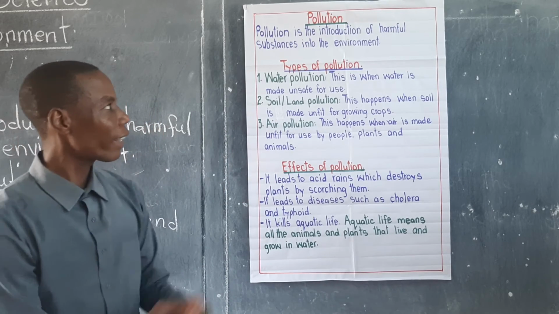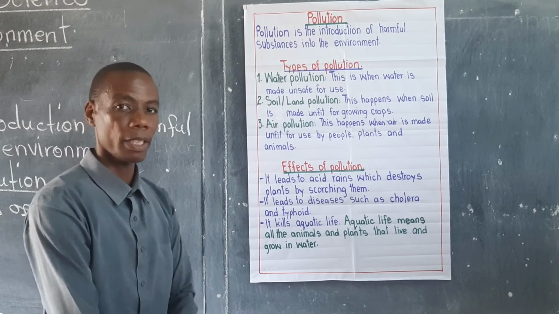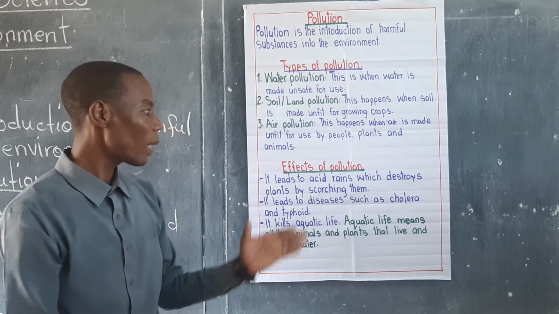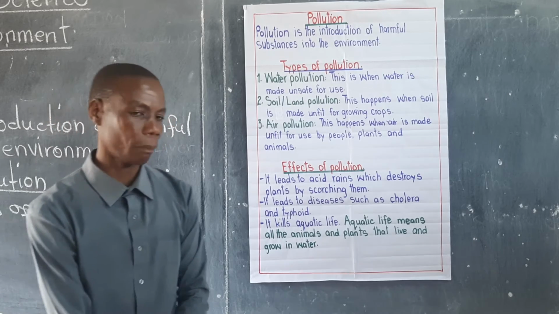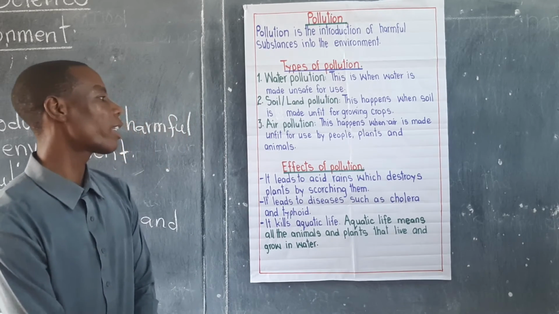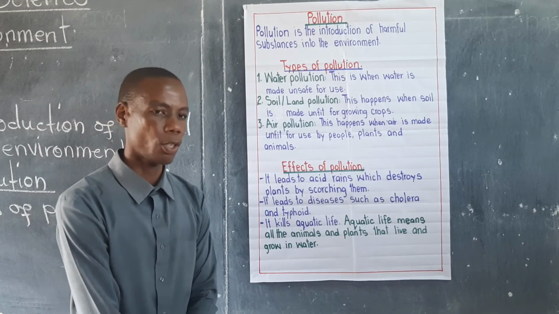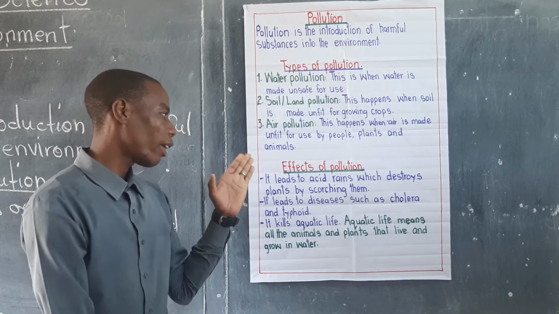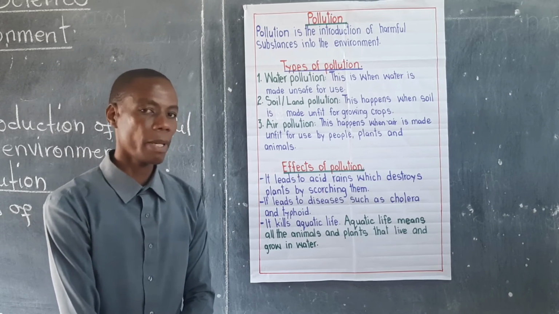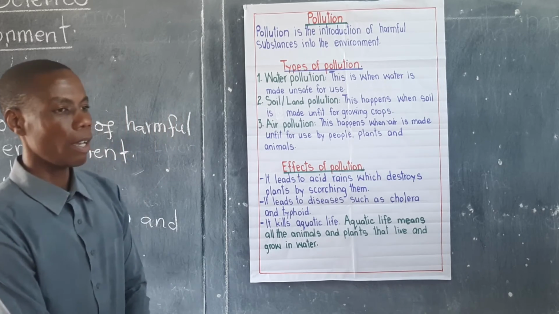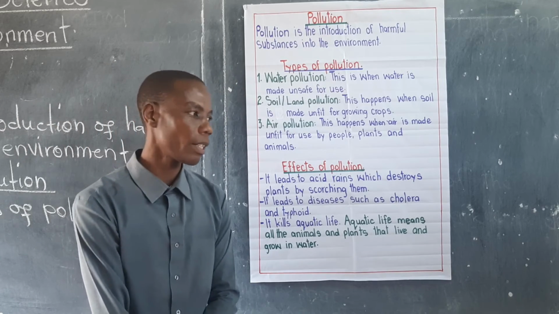Now, we are saying this pollution has got negative effects. It has got problems that it brings to the environment. What are the effects of pollution? Number one, it leads to acid rains which destroy plants by scorching them. Pollution leads to acid rains which destroy what? Plants by scorching them. What happens is that we have different industries in our country, in different towns.